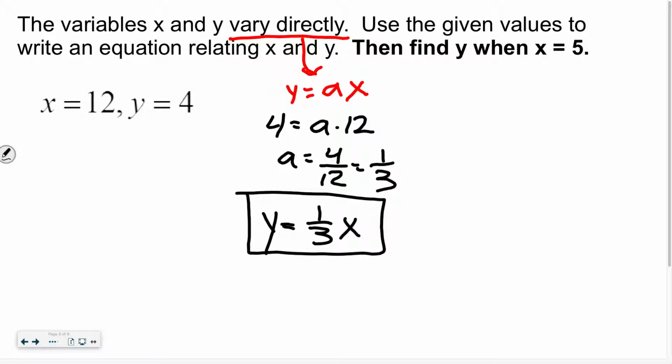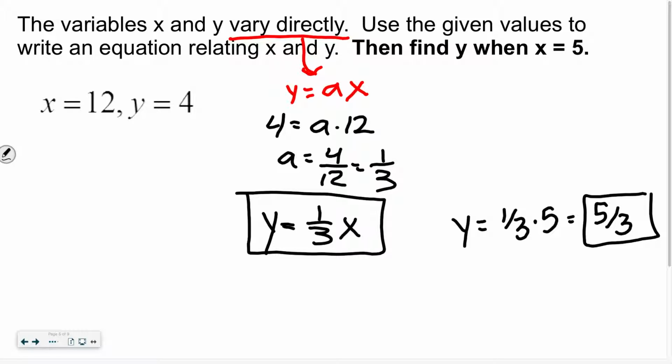So once you find the constant for one pair of x and y, if you're told that all x and y's vary directly, they all vary directly by the same constant for that problem. So then we know it's 1/3 for everything. And now can we find y when x equals 5? Yeah, just plug it in. y equals 1/3 times 5, which is 5/3. Okay.